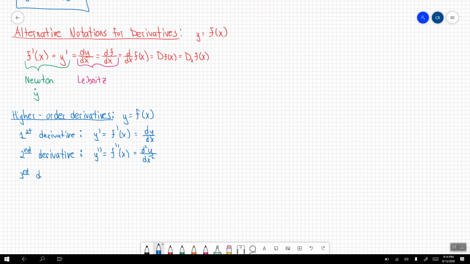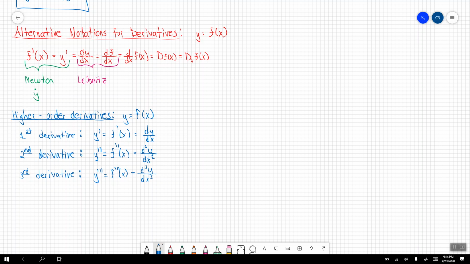Then we have the third derivative. The third derivative, as you might expect, might be y triple prime is equal to f triple prime of x. This can also be written as the third derivative for the function with respect to x 3 times.